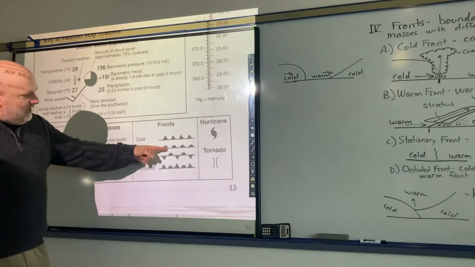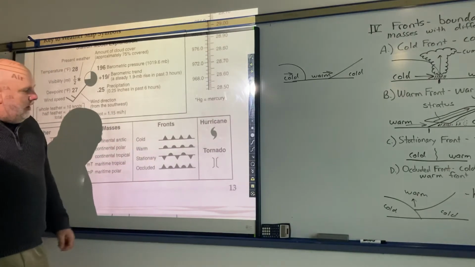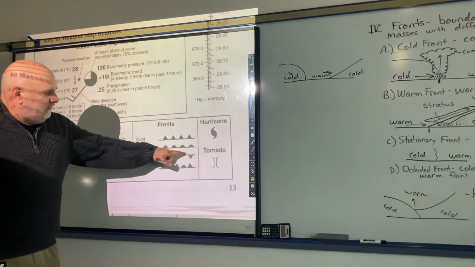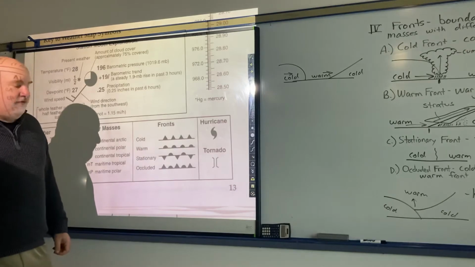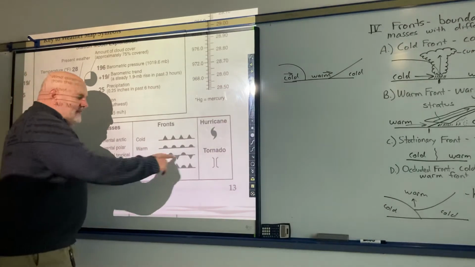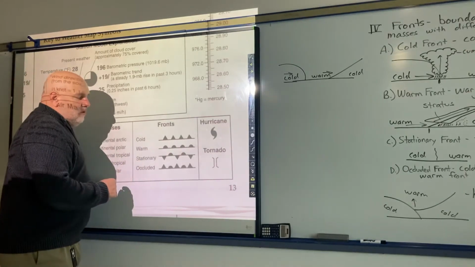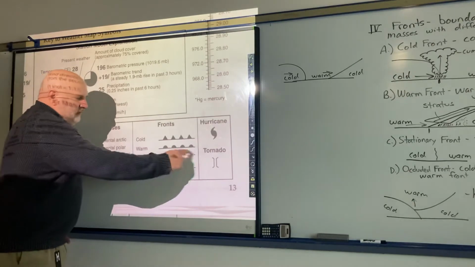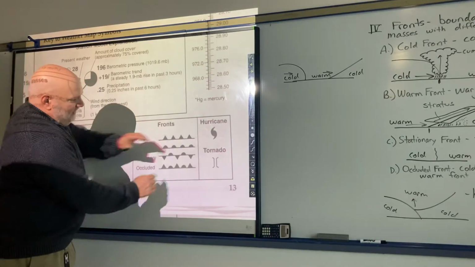Stationary fronts are a combination of those two. It's got the blue triangles on one side and the red half circles on the other side. They tell you which side is the warm side and which side is the cold side. So like right here, this would be the cold side and that would be the warm side.